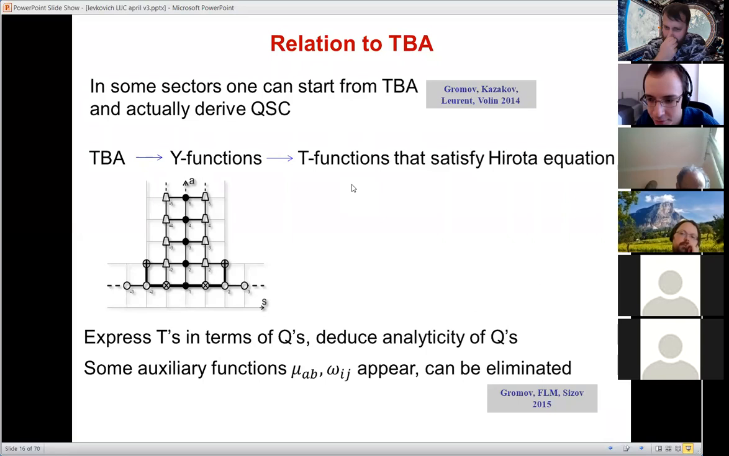So can you maybe comment on what kind of TBA equations we are looking at now? Because you took a lot of limits, right? Colors to infinity.